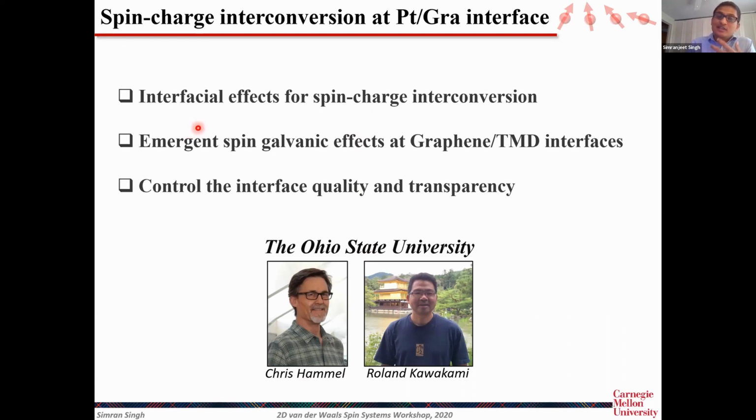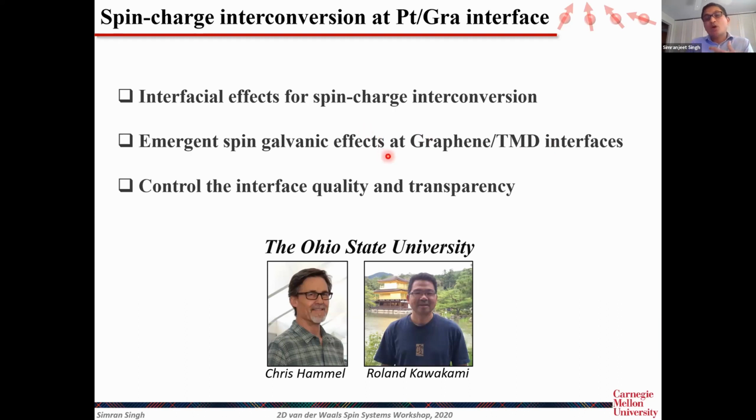And we have actually seen in the context of these 2D materials over the last couple of years very nice works coming from different groups across the globe, where we saw that if you take two different two-dimensional materials, mostly graphene and TMDs, and combine them, then there can be emergence of novel spin galvanic effects, including a Rashba Edelstein effect and so on, right? So it is really important to control the interface quality and the transparency of these interfaces, right?